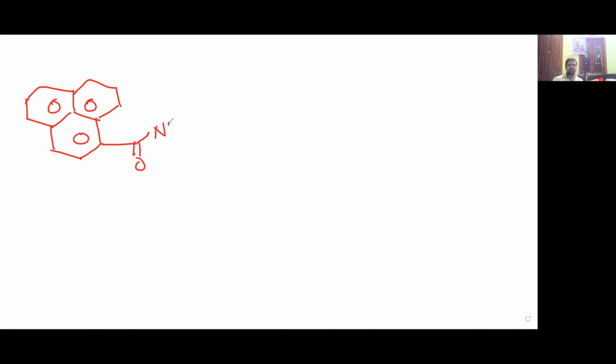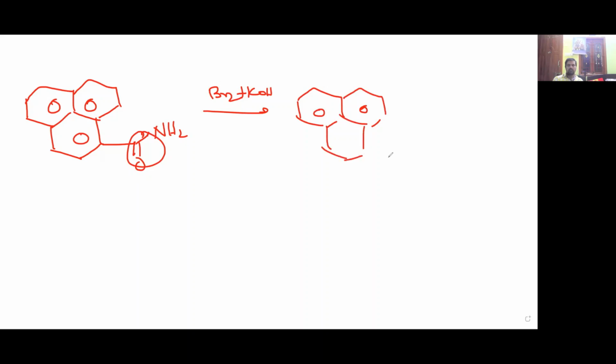This is C double bond O NH2 treated with the same Br2 KOH, just C double bond O is missed. It is a trick. Then you are going to get this one.